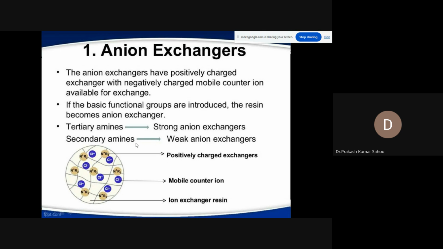Where there is a secondary amine, the +I effect is relatively less. So these are your weak anion exchangers. The anion exchanger consists of positively charged exchangers, and the negative ion from the sample gets interacted with the positive ion present inside the exchanger.